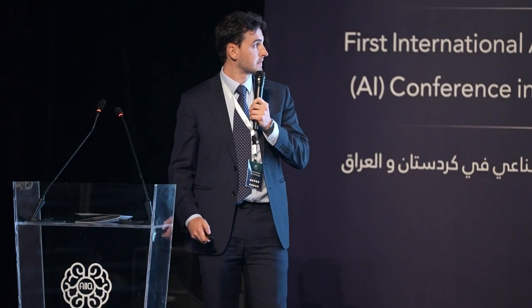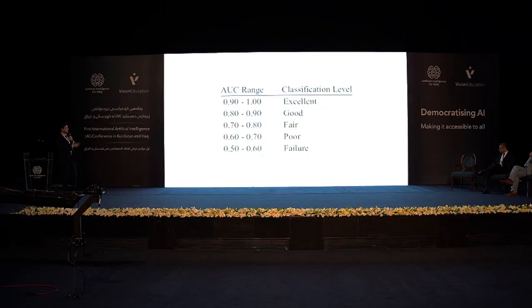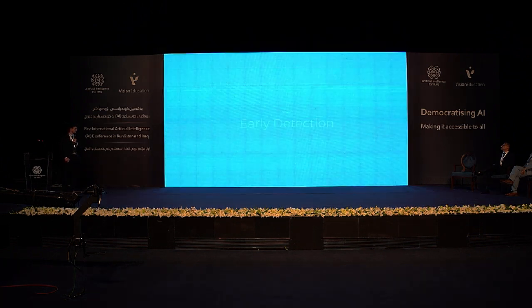Just for reference for the rest of the talk, this is a performance marker we often use in machine learning. It's called AUC, area under the curve, or area under the ROC curve in long. Generally, a good model is above 0.8, excellent above 0.9, and as you get to 0.5, it's considered a failure. So bear that in mind when I talk about a few of the case studies in this presentation.